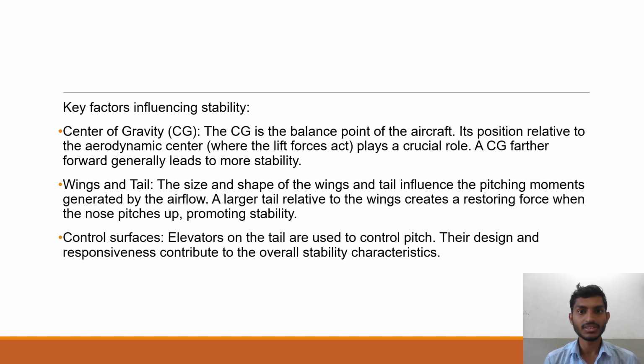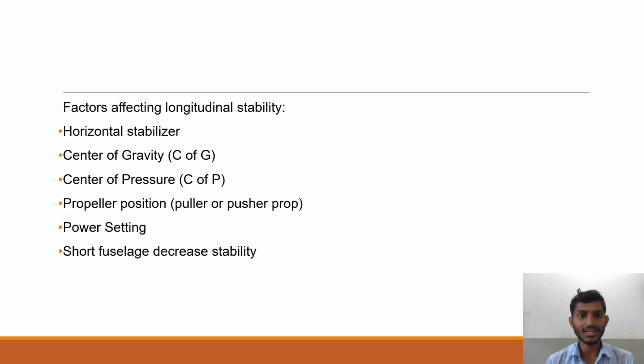Control surfaces. Elevators on the tail are used to control pitch. Their design and responsiveness contribute to the overall stability characteristics. Factors affecting longitudinal stability: horizontal stabilizer, center of gravity, center of pressure, propeller position, power setting. A short fuselage decreases stability.